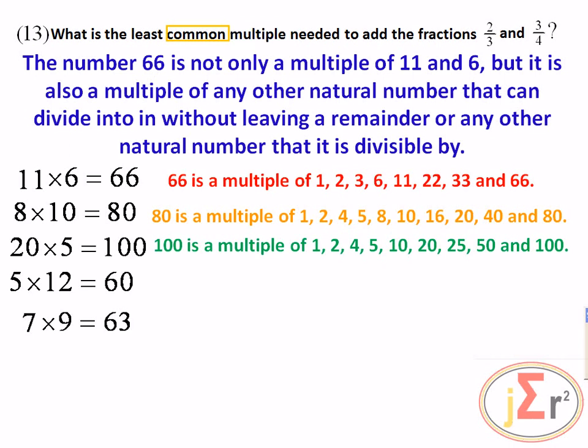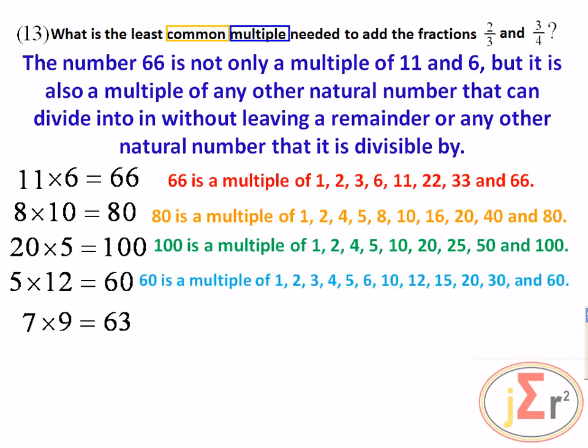So we have a lot of them. 60 has a lot of factors. There are many numbers that 60 is a multiple of. So 60 is a multiple of all of these numbers that we have there. 1, 2, 3, 4, 5, 6, 10, 12, 15, 20, 30, and 60.